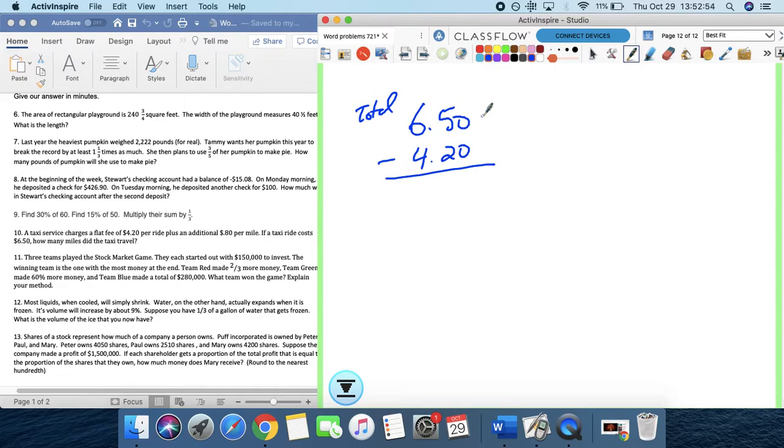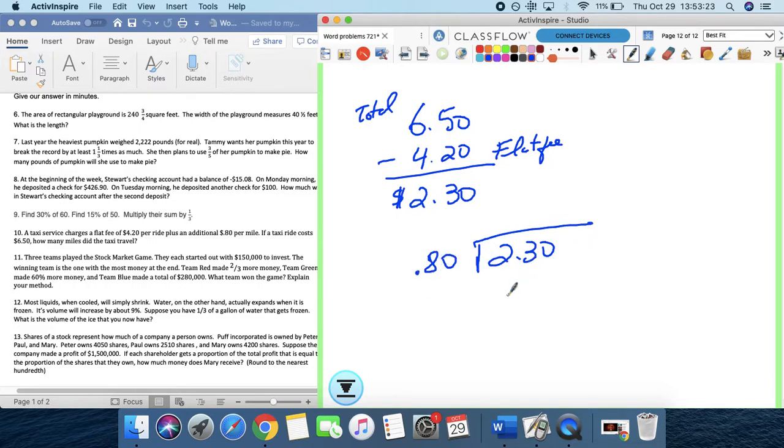So in this case, this is for the non-traveling part, right? So you're left with $2.30. Right, so you paid a total of $6.50. This is the flat fee, right? And then the $2.30 was for the miles, right? So you had $2.30. Each mile is 80 cents. So how many miles did you drive?